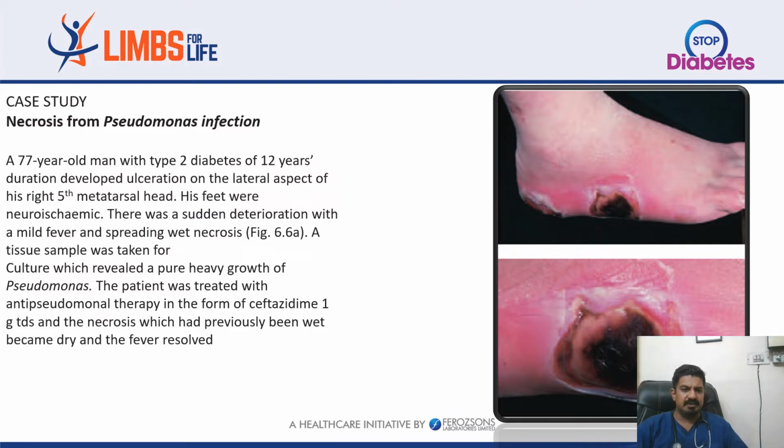And then there was a severe deterioration with a mild fever and spreading of wet necrosis. This spreading of wet necrosis often coincides with the occurrence of an infection. A culture was taken, and it revealed that the positive organism was Pseudomonas, and appropriate antimicrobial therapy was initiated. The gangrene went from wet to dry, and the fever subsided, showing an indication that the infection had been controlled.